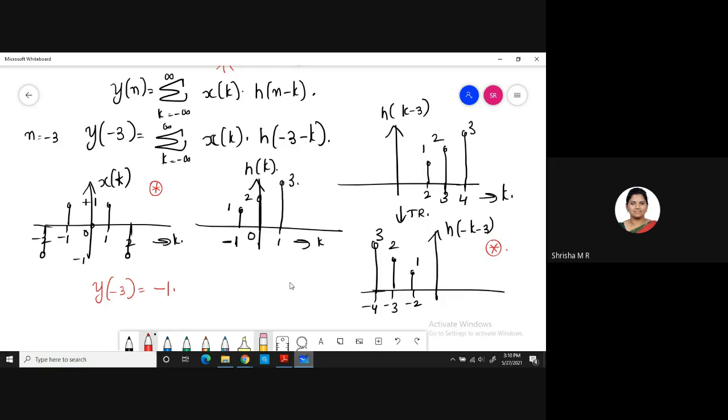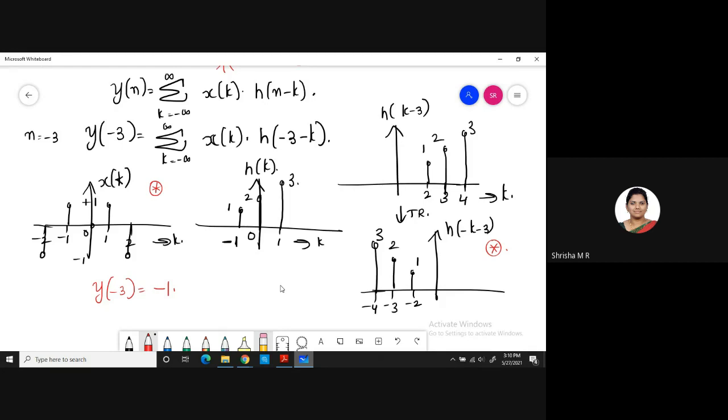Next you find for n is equal to -2. It's clear, everyone? Check the overlapping space between x of k and h of -3 minus k. So where is this overlapping? Only at -2 it is overlapping, because here for negative values you don't have anything. It is 0. Here it is 0 for right side of -2 also. Only it's overlapping at -2. Here you have -1, here you have +1. So multiply these two. -1 into 1 you will have -1. Got it, everyone?